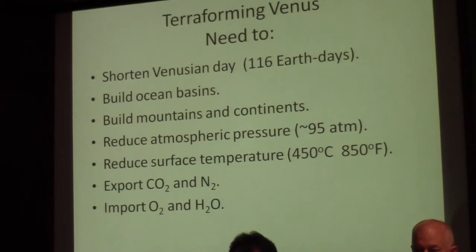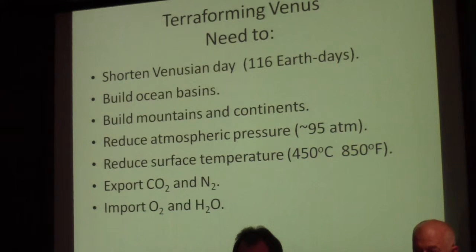If we wanted to terraform Venus, again, we'd have to shorten the Venusian day. Currently it's 116 Earth days. We'd have to carve out ocean basins. That's where hitting it with a big rock comes in. Build mountains and continents. Yeah, hey, there you go. Build mountains, continents.